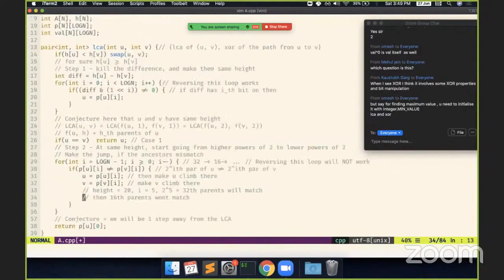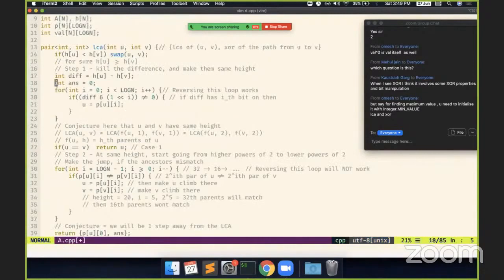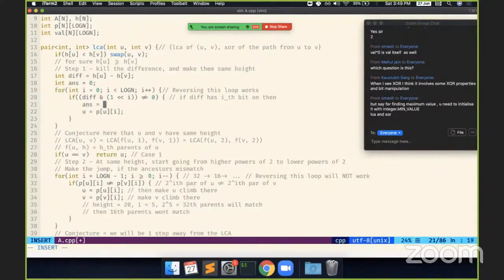Okay. So we have the val array. Now I'll delete these lines. Maybe I won't delete these actually. Now you'll have this int ans equals 0, and eventually you want to return something like this. So in step one, when you're killing the difference, you'll also try to update the answer. The answer will also keep on climbing up as you're climbing up. The answer will say, add this contribution to my path, till the time the height becomes equal, keep on adding these contributions. And if you reach the height itself, then you can just return the answer.